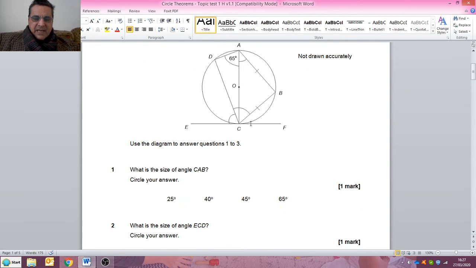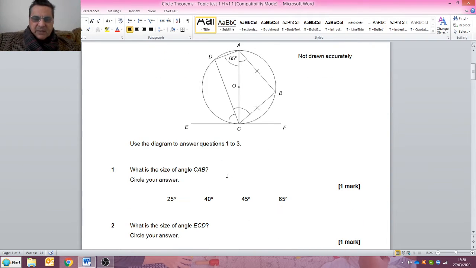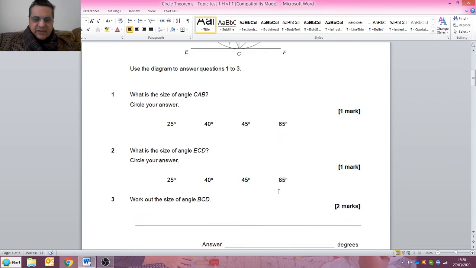What is the size of angle ECD? Well, if you look very carefully, it's going to be 65 degrees because that's the alternate segment theorem. Is that okay? So the angle there equals the angle right there. So 65. They don't ask you to have a reason, not for these starter 1 markers. Either way, it's going to be 65.